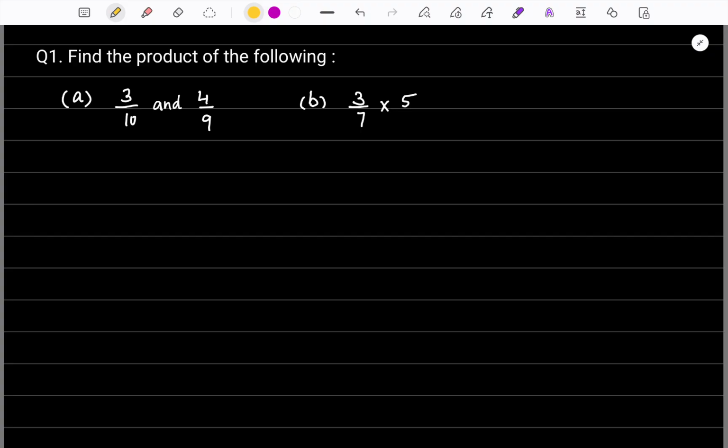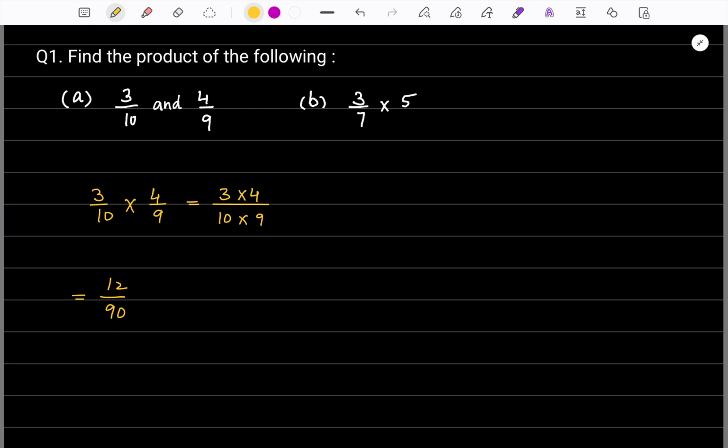Question number 1 states: find the product of the following, 3 by 10 and 4 by 9. So the numbers are 3 by 10 and 4 by 9. Product means we have to place the sign of multiplication, and we know that in such cases we have to find the product of their numerators, so 3 into 4, and divide it with the product of their denominators, so that is 10 into 9. Now 3 into 4 divided by 10 into 9 gives us 12 by 90. Now 12 by 90 is the answer. However, it is always advisable in the case of fractions to convert them into their lowest form.